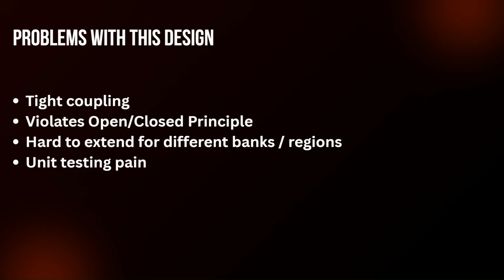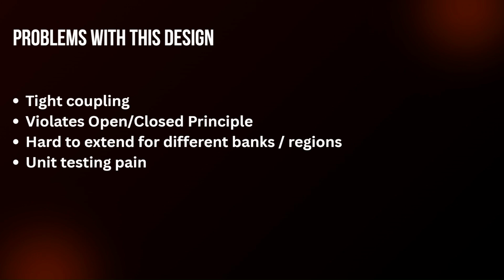Next is that it is hard to extend for different banks and regions. If any bank has different types of saving bank accounts, you will have multiple if else conditions there. Then there is unit testing pain. The service directly uses the new keyword here, so it is harder to mock or inject different implementations. So object creation is mixed with business flow. That's where factory method helps.